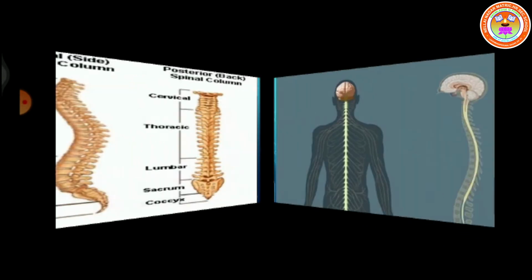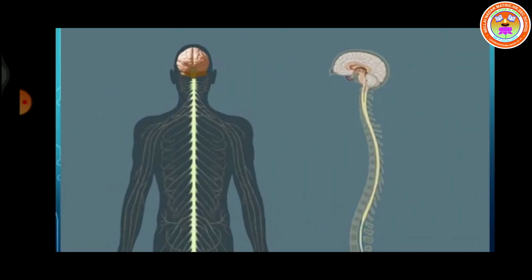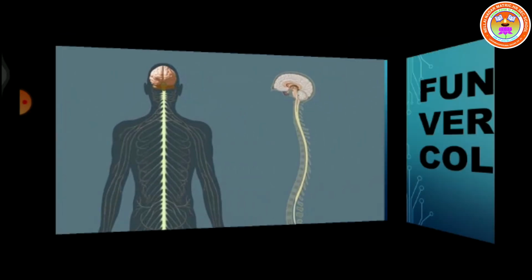Then the spinal cord passes through this hollow tube. It is actually a tubular structure. From the brain, a tube-like structure comes, that is called the spinal cord. The spinal cord runs through the vertebral column. Got it?